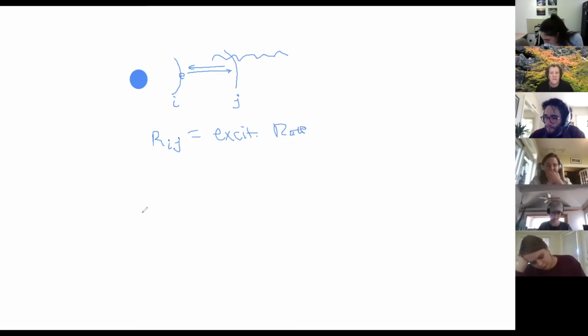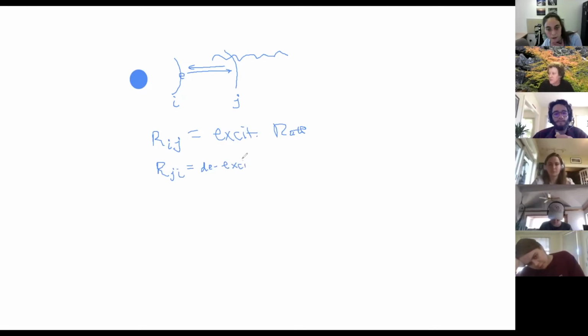And then we'll also have de-excitation rates when we move from J to I. So R_J to I will be de-excitation rates. So we're going J to I, so it's de-exciting, and we would expect the strength of an emission line to be proportional to the rate at which electrons are moving between those energy levels.